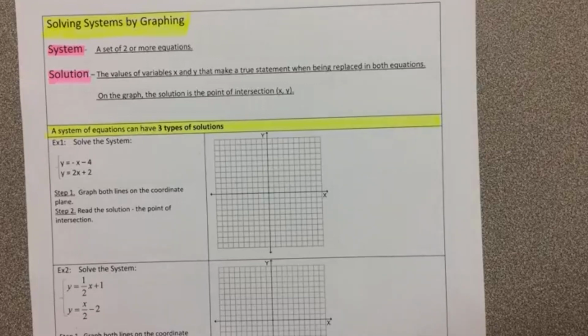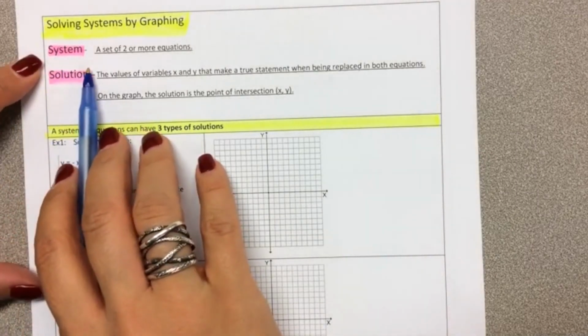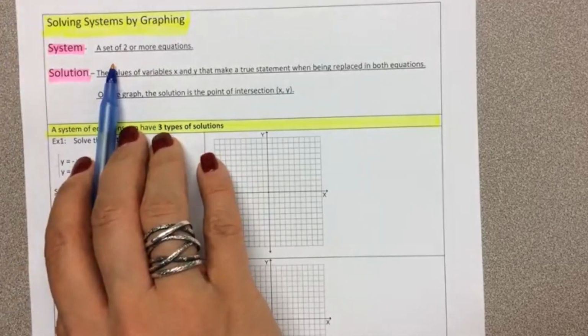In this video, we'll see how to solve systems by graphing. And what is a system? A system is a set of two or more equations. So we have a representation of two or more lines on the graph.